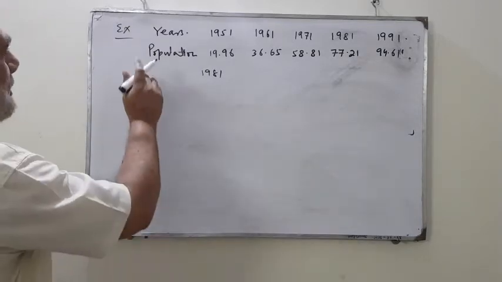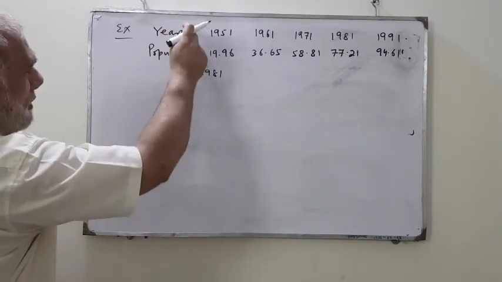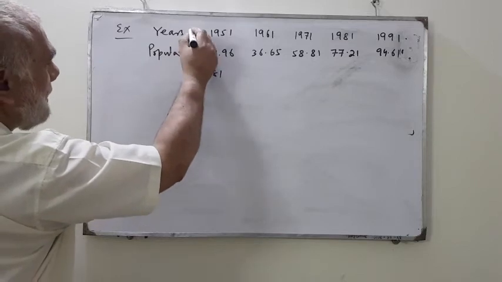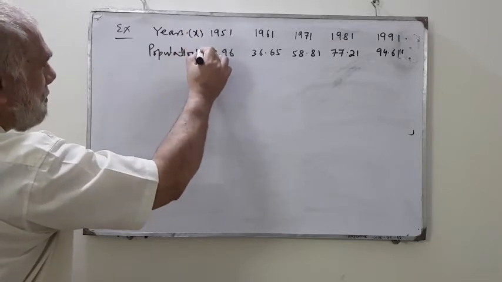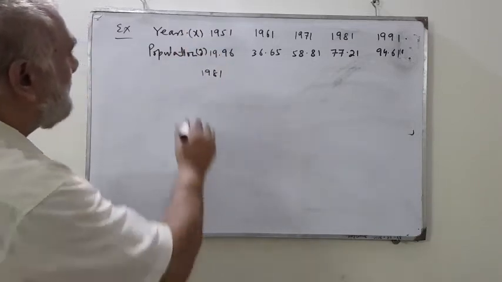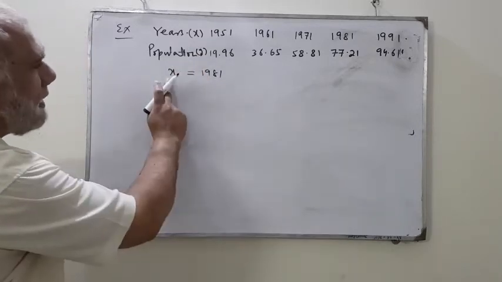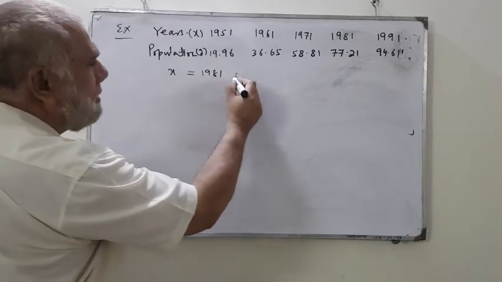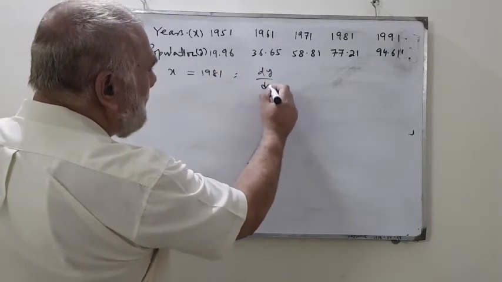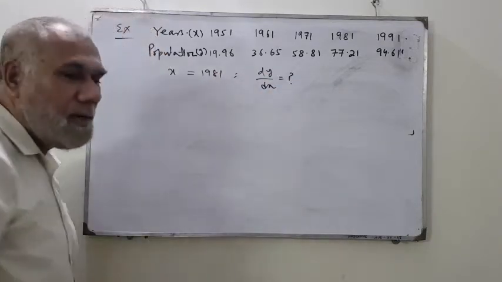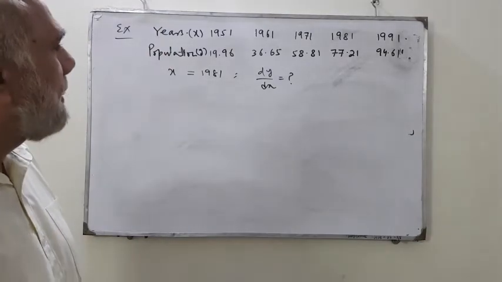So if we label these 2 quantities X and Y, it will be rather easy for us to call them X and Y instead of years and population. So X is equal to 1981. You have to find dy over dx during this year, when X equals 1981.